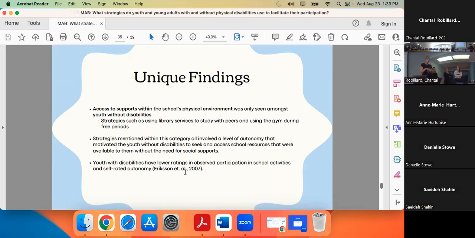This may infer that youth with disabilities potentially lack that level of autonomy and motivation to seek out added resources without that sort of push and motivation from caregivers or parents or teachers. And it's also been seen in previous research that youth with disabilities have lower ratings in observed participation in school activities and self-rated autonomy.